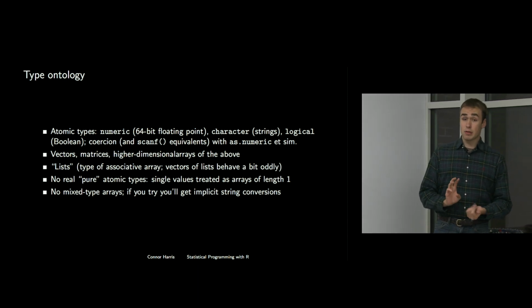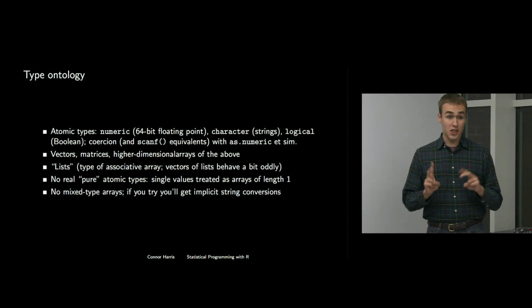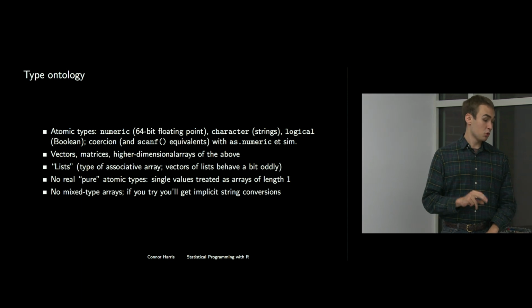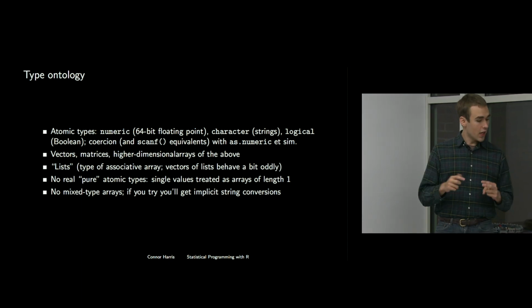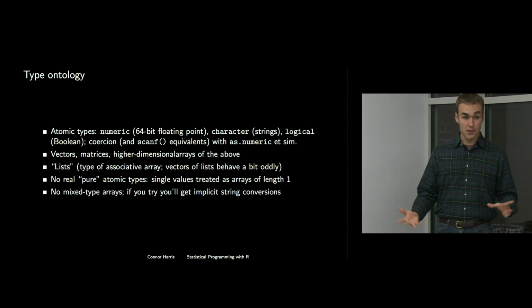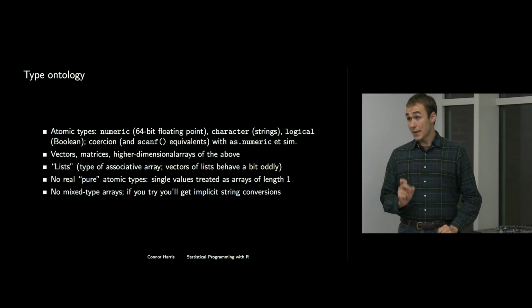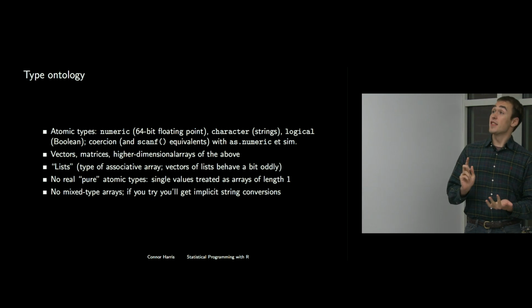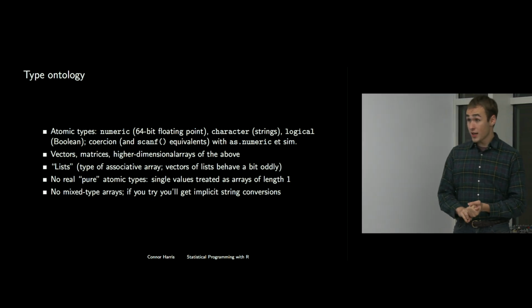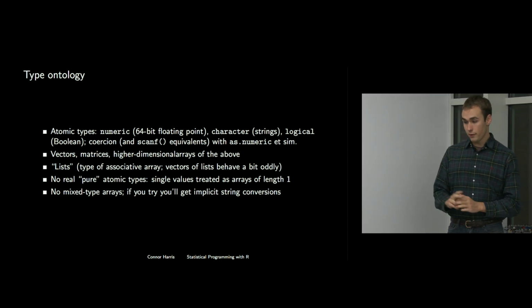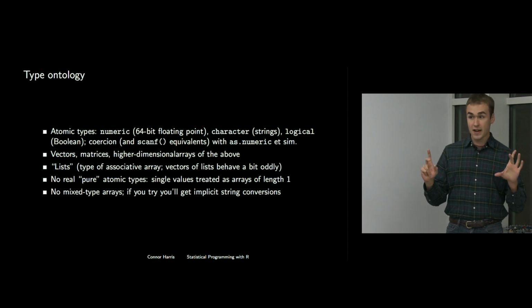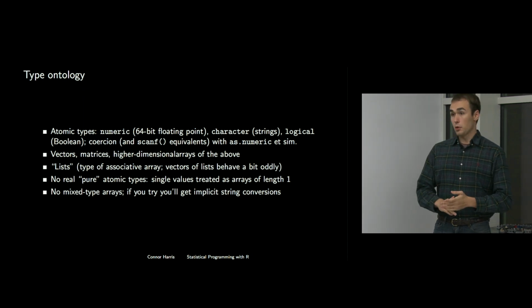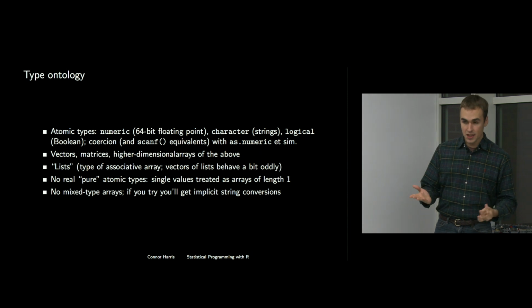One important thing that trips people up in R is that there are no real pure atomic types. There's no actual distinction between a numeric value and a list of numeric values. Numeric values are considered the same as vectors of length 1. And this has a number of important implications. One, it means that you can very easily do things like adding a number to a vector. R will basically figure out what you mean by that, and I'll get to that in a second.